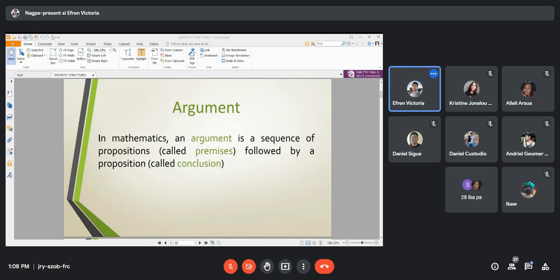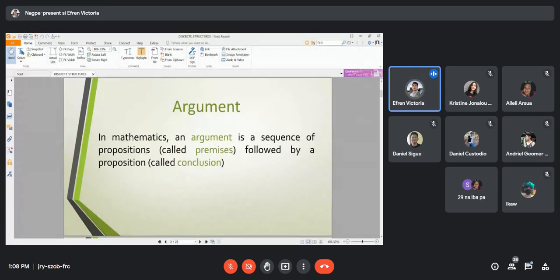So, yung topic natin ngayon is, nawala tuloy ako sa rules of inference. Nawala tuloy ako sa topic. Okay? So, meron tayo dito mga different forms na i-discuss.